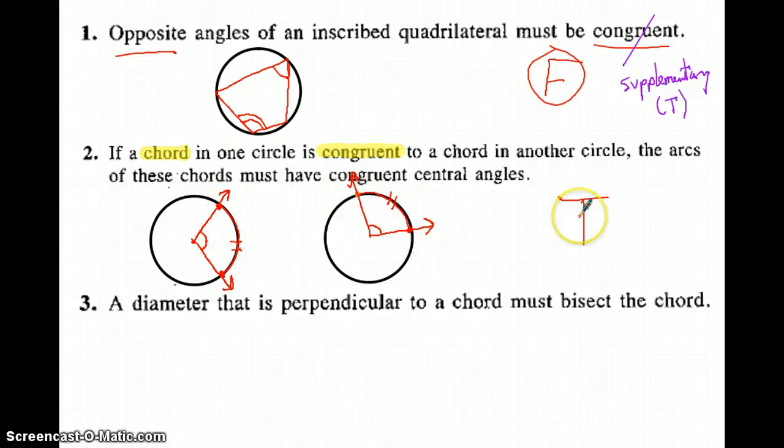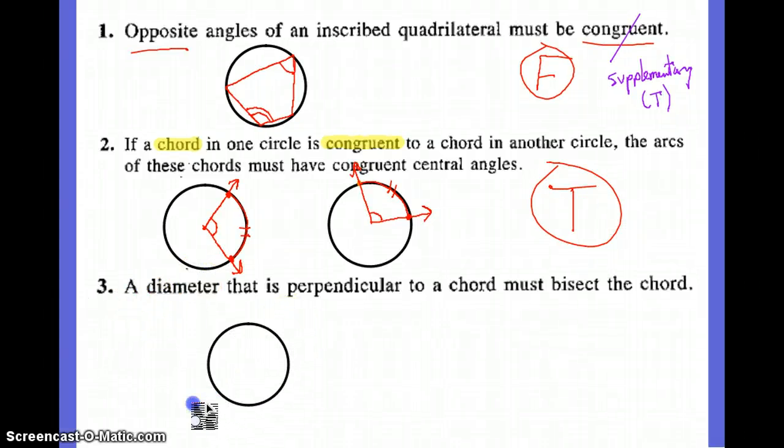So there's no way around it. You are forced to have congruent central angles there and there, because the measure of that arc, which would be the same here, is defined to be the same as that central angle. So, stuck. Congruent. A diameter that is perpendicular to a chord.